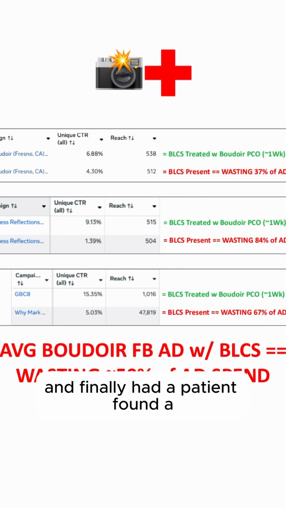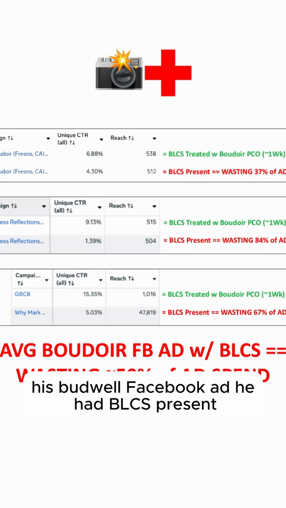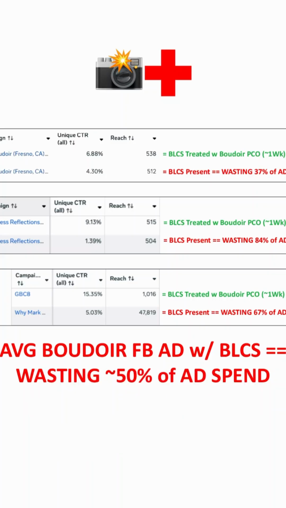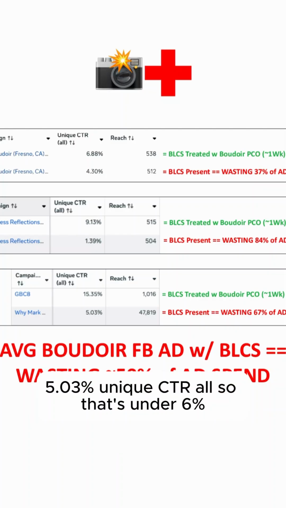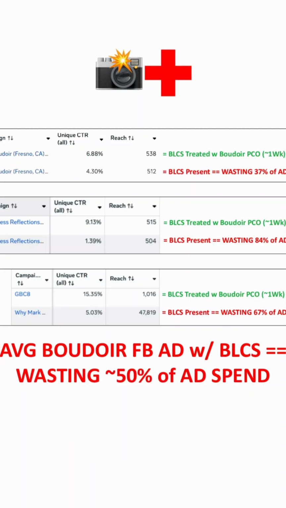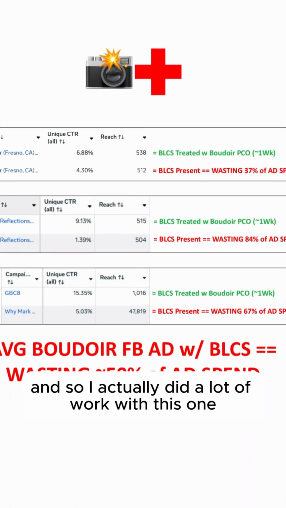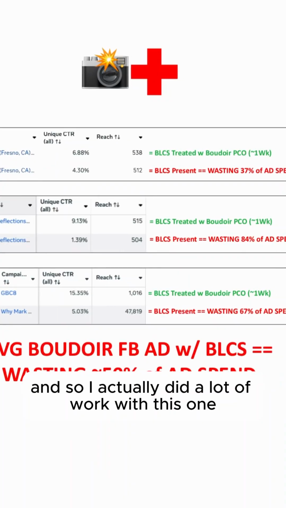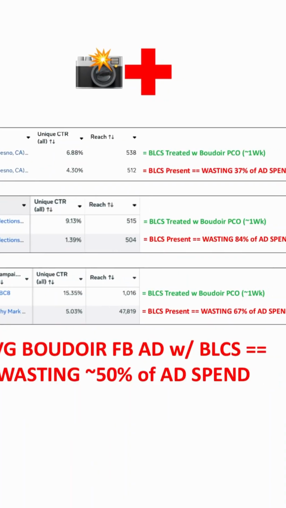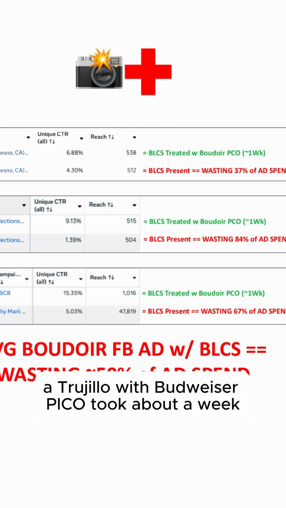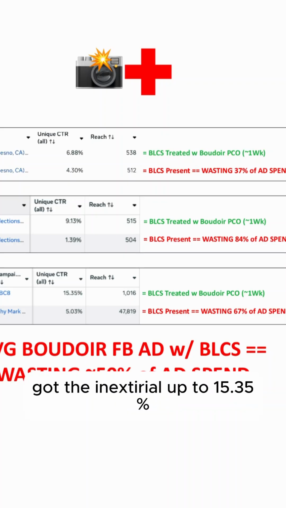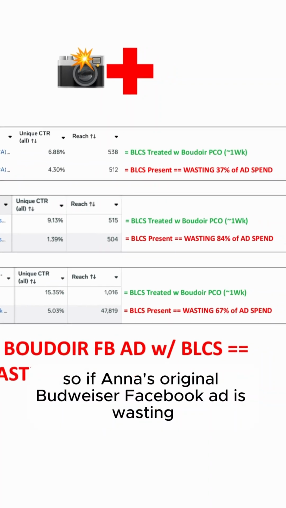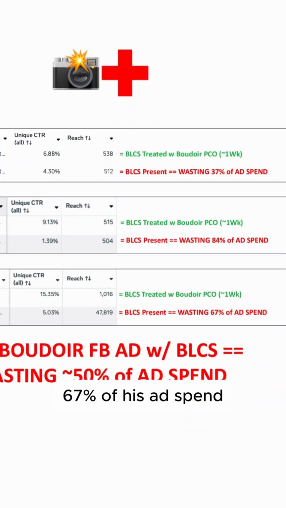And finally, I had a patient, found out his Boudoir Facebook ad had BLCS present, 5.03% unique CTR, so that's under 6%. That's Boudoir low click syndrome. And so I actually did a lot of work with this one. Treated with Boudoir Pico, took about a week, got the unique CTR up to 15.35%. So we found out his original Boudoir Facebook ad is wasting 67% of his ad spend.